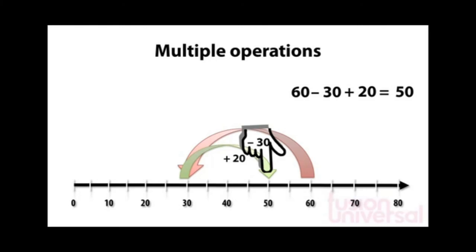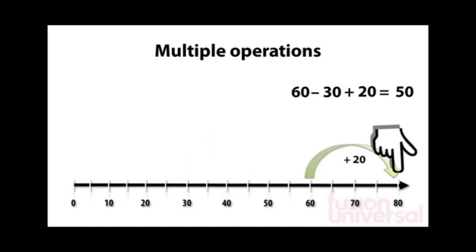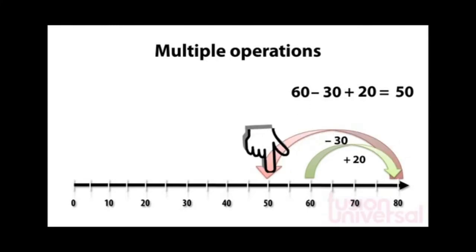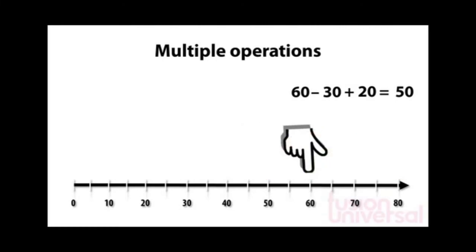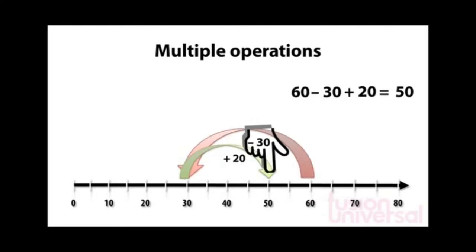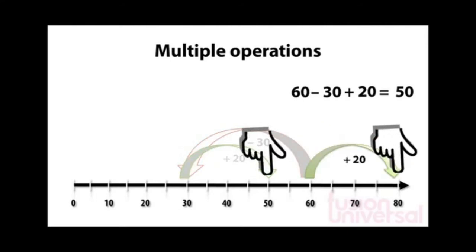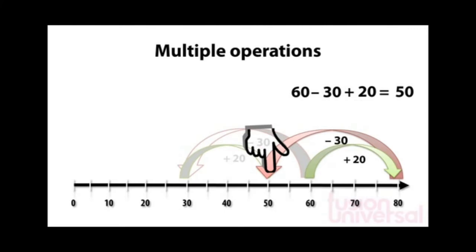Now, let's try this calculation in a different order. Starting back at 60, let's first add 20, then subtract 30 to give us an answer of 50. In both cases, we find that the answer is 50. 60 subtract 30 plus 20 is equal to 50, and 60 plus 20 subtract 30 is equal to 50. The order in which we do the operations doesn't matter.